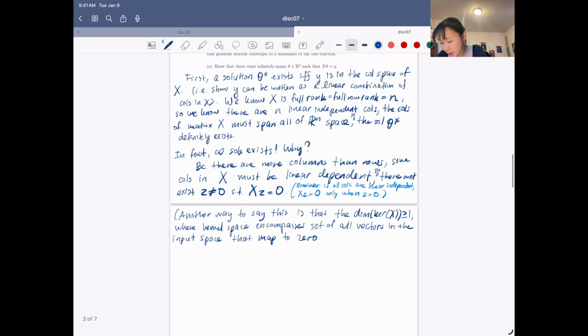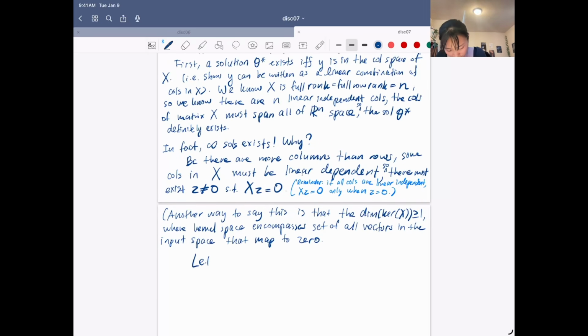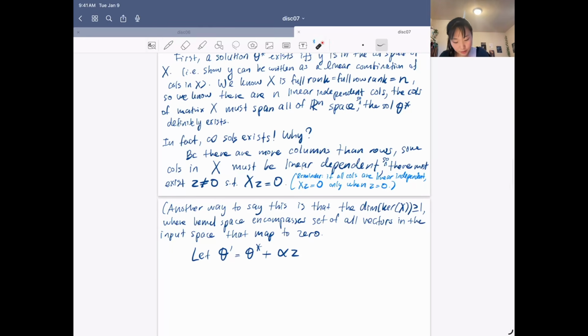Okay, and so knowing this, we can let a new theta prime. Remember, our solution is theta star, right? But we want to say there are actually infinitely many solutions, and theta star isn't the only solution. So we let theta prime be theta star plus some random multiplier alpha times z, where z is some vector in our kernel space, because it maps to 0, but z is not equal to 0 itself.